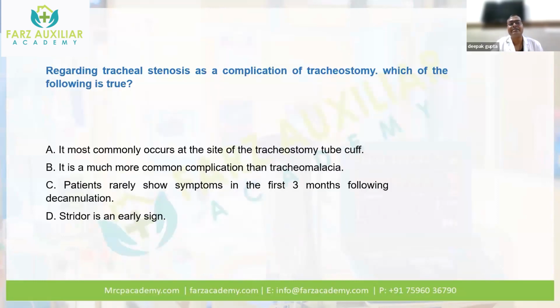Now, regarding tracheal stenosis as a complication of tracheostomy, which of the following is true? A: It most commonly occurs at the site of the tracheostomy tube cuff. B: It is a much more common complication than tracheomalacia. C: Patients rarely show symptoms in the first 3 months following decannulation. D: Stridor is an early sign.